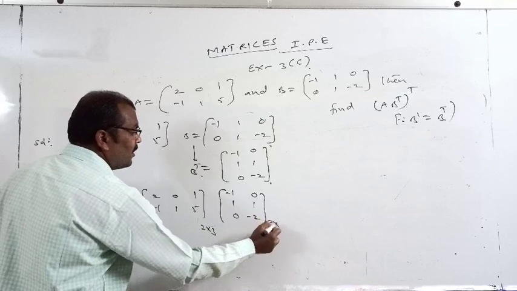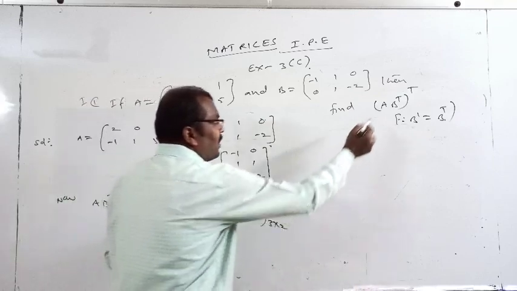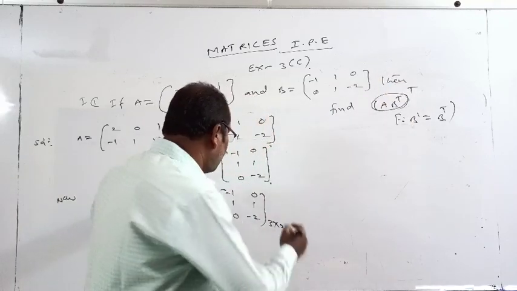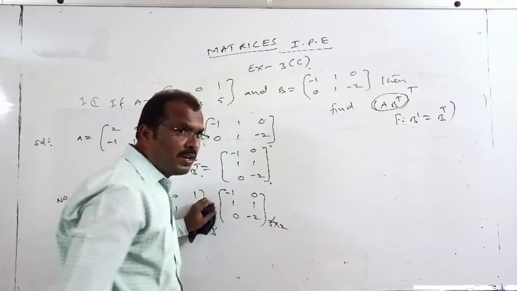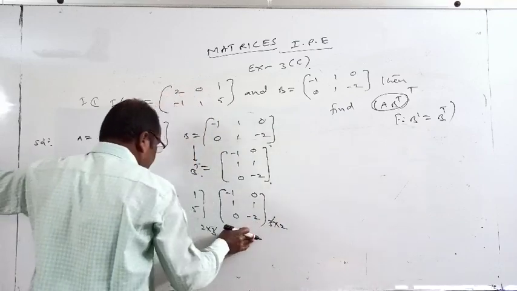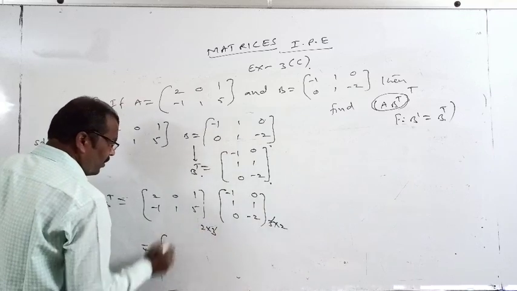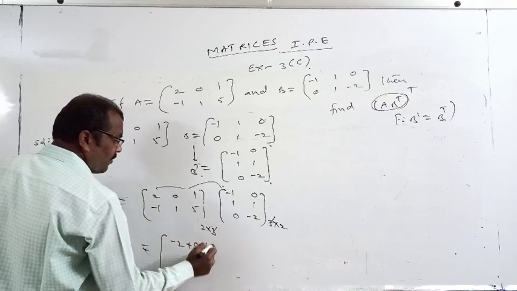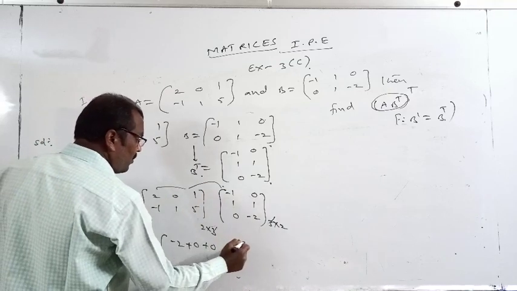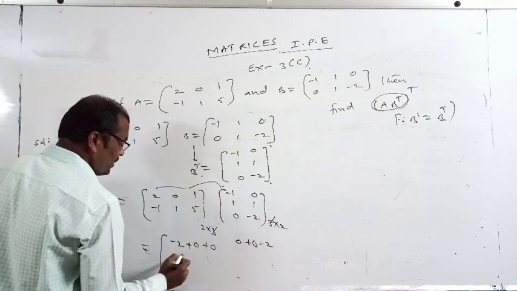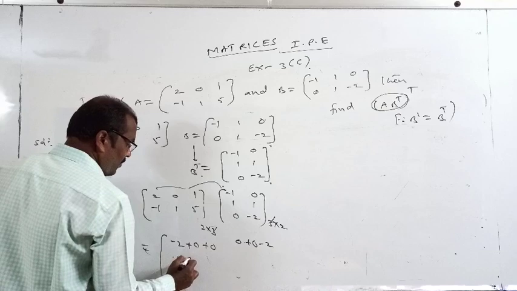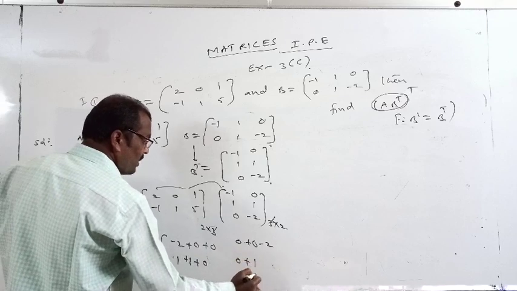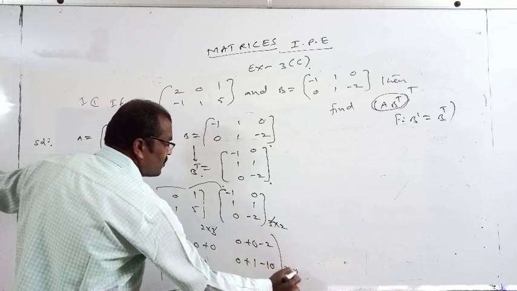It is 2 cross 3, since we are preparing the value which is inside the bracket. Next, here the number of columns and number of rows are equal. Now prepare the product. So this is equal to first row into first column: minus 2 plus 0 plus 0. Next, 0 plus 0 minus 2. Next, 1 plus 1 plus 0. Then 0 plus 1 minus 2. The result is 2 cross 2.